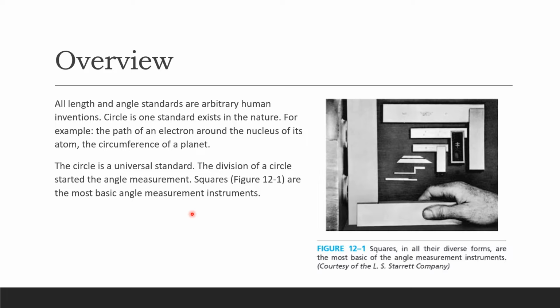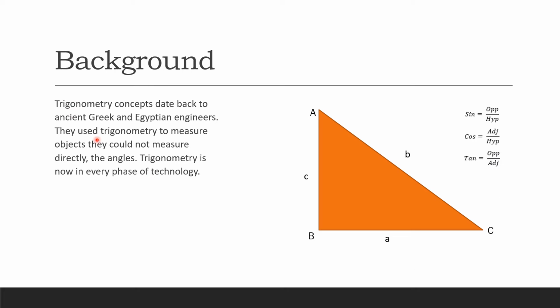So the circle is a universal standard, and the division of a circle started angle measurement. Squares look like this, just a tool, and they are the most basic angle measurement instruments. The trigonometry concepts date back to ancient Greek and Egyptian engineers, who used trigonometry to measure objects they couldn't measure directly. These objects are the angles, and trigonometry is now in every phase of technology.